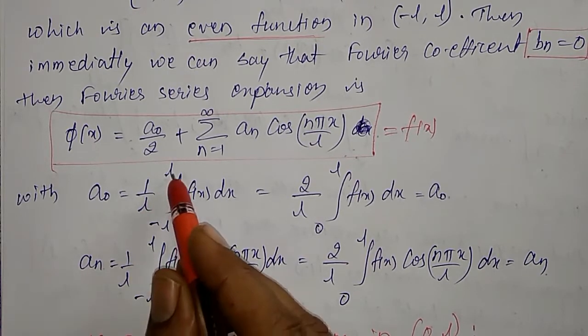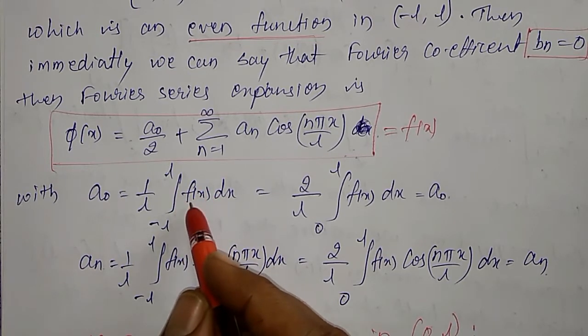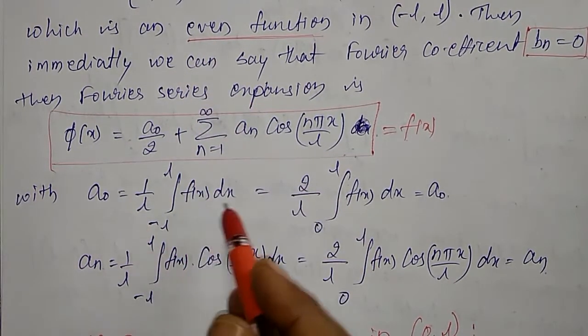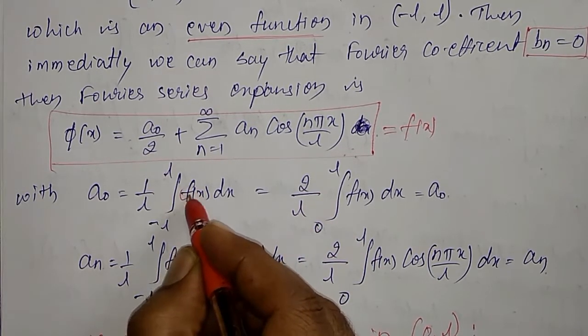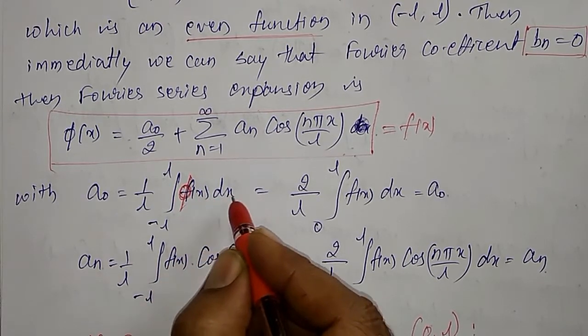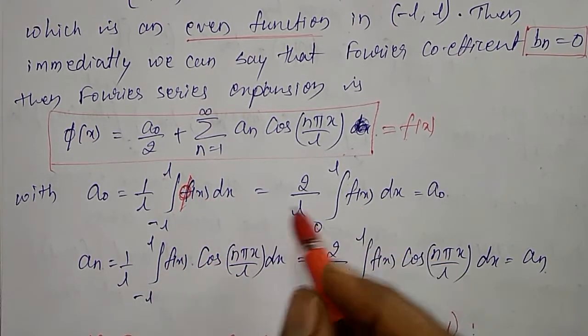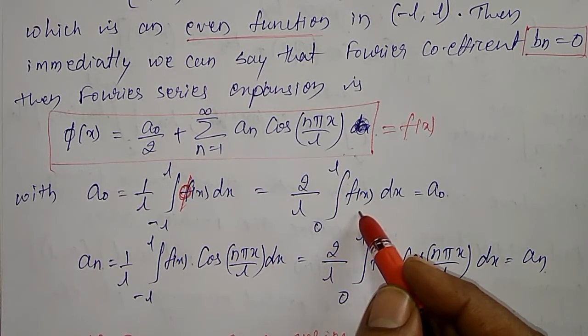1 by L integration from minus L to L f of x dx. But what is my f of x here? It is an even function. Therefore, I can write it as 2 by L. Or I can define phi of x first, phi of x dx, but phi of x between 0 to L is defined to be f of x.